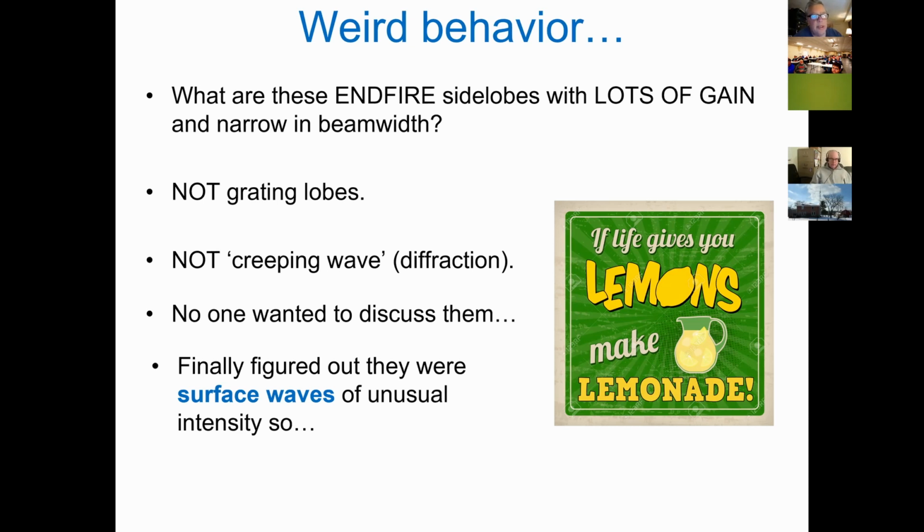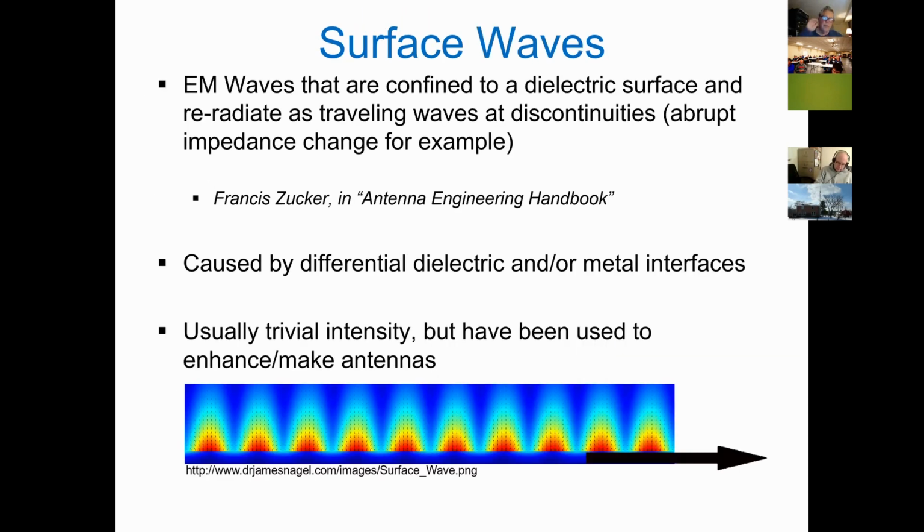And we know there's going to be evanescent waves. So what we think is they are surface waves. So let me talk about that. So surface waves are electromagnetic waves that are confined to a surface. And they're re-radiated as traveling waves at discontinuities, that is, at boundary conditions, at edges, for example. They're caused by a differential dielectric at a metal surface. They're usually trivial. But if you end up having low mutual coupling, small resonators, which are very close to one another, and in addition, a reasonably broad band, you're going to see this surface wave effect caused by evanescence.